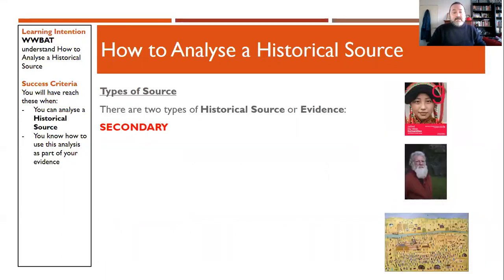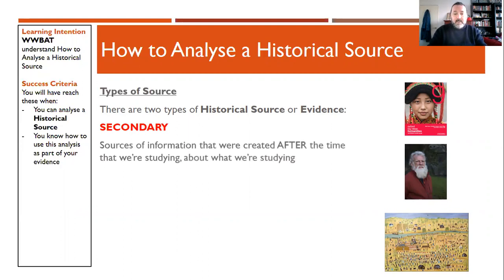Now, the other form of evidence is secondary. So, these are sources of information that are created after the time that we're studying, but they're about what we're studying. So, for example, that could include textbooks. So, right over here, we have the current Year 9 textbook that we use here in Victoria.